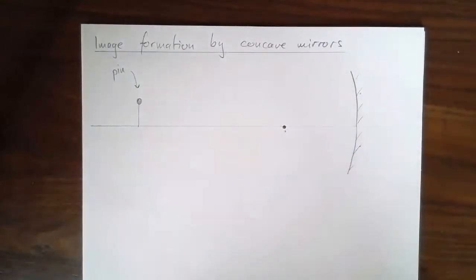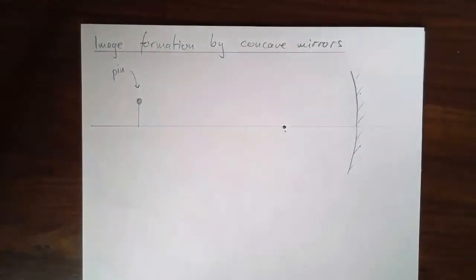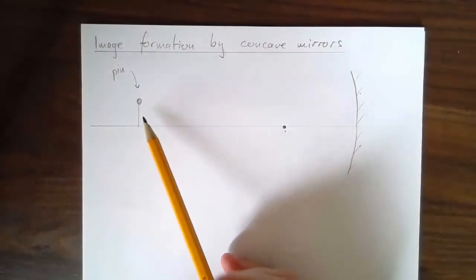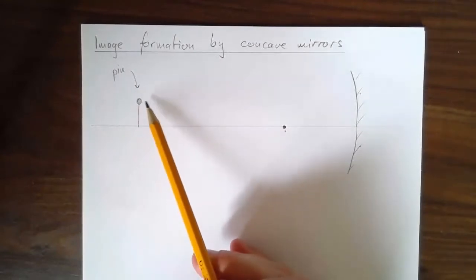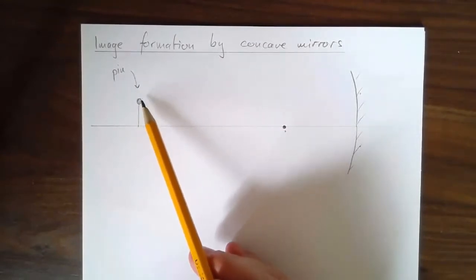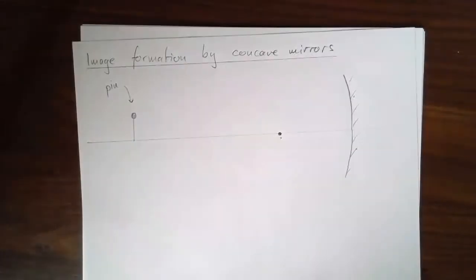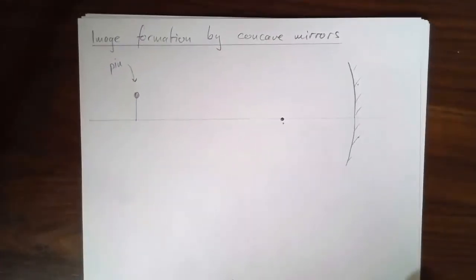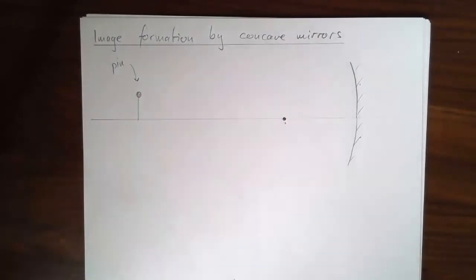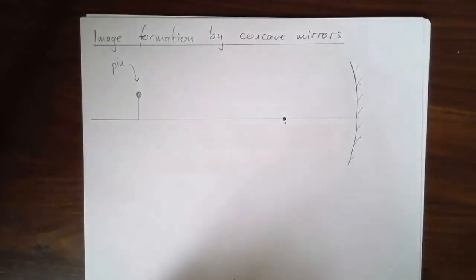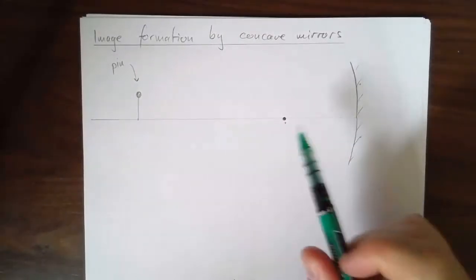If I have an extended object, like a real 3D object, I technically have to find the image of every single point, right? So we're going to find the image of a single point. If you want to know what the whole object looks like, you're going to need to construct the image of each point and then connect up the lines. Right? So let's draw this. I'm going to use the two rules.